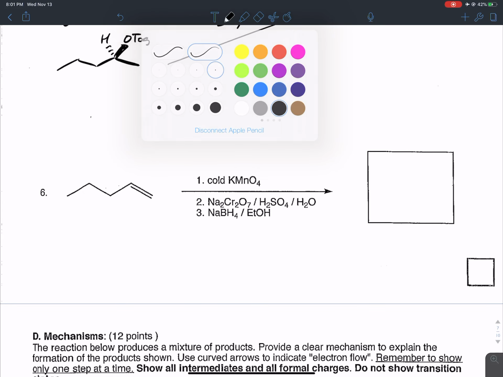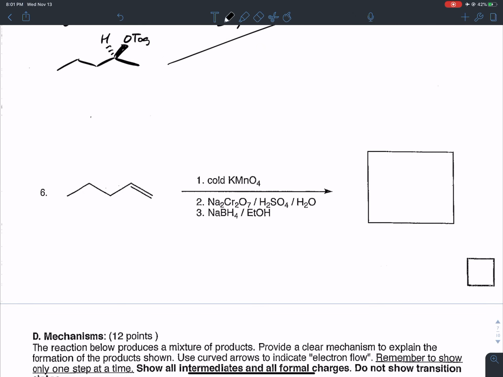Awesome. Here we go. An alkene with cold KMnO4. If we used hot KMnO4, what would happen? It would cleave that double bond. It would generate carboxylic acids and, in this case, CO2 and water, since this is terminal. So it would generate CO2 and water from that, and this would be a carboxylic acid. That's if it's hot. So keep in mind that cold and hot have completely different reactions.